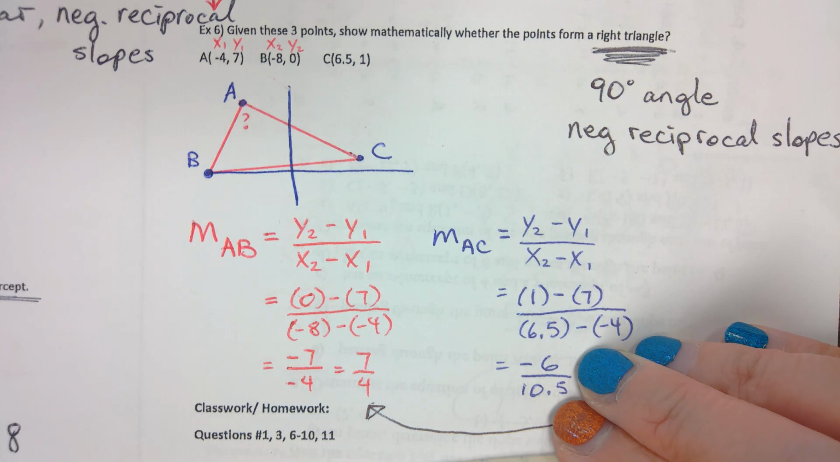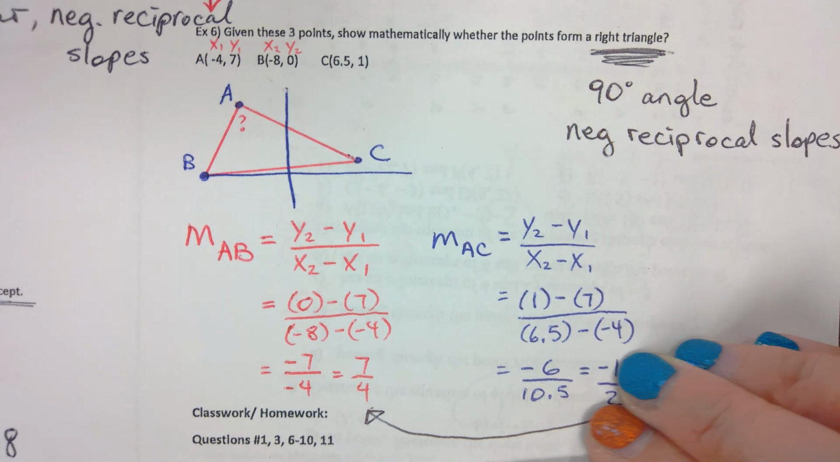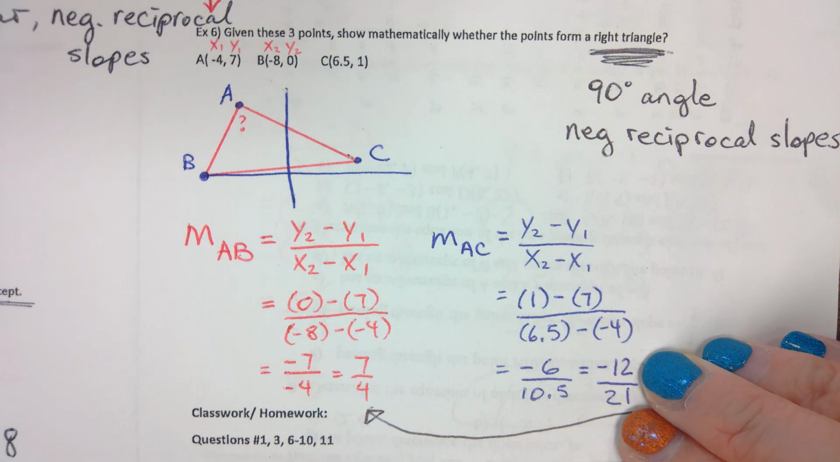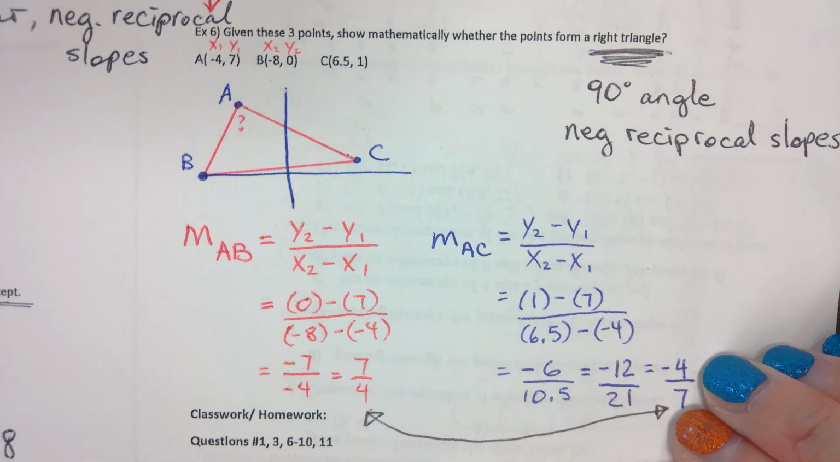Yeah, Martin? You multiply by 2. Multiply the whole fraction by 2, and I get negative 12 over 21. Alright, do I like this answer? Okay, Ethan says still no. Why not? You can still simplify it. I can divide both top and bottom by 3 to get negative 4 over 7.